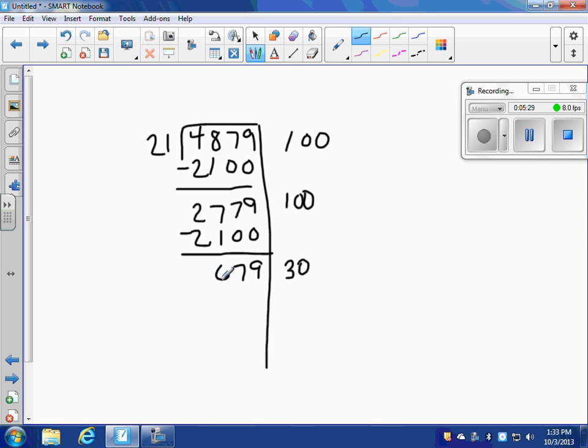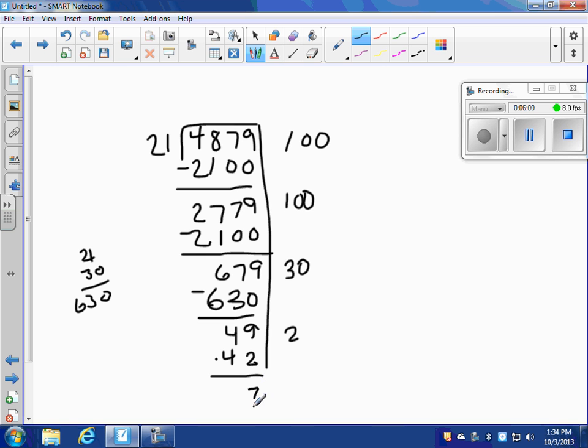So 21 times 30, and you could work this out off to the side. You could just take 21 times 30, and you would get 630, so I'm going to take this chunk away. That's going to leave me with 49. So 21 would go into 49 2 more times, because I know 21 times 2 is 42. So I'm going to subtract that, and then I get 7. Now, I can't take away any more chunks of 21, so I know that 7 is going to be my remainder, and now all I have to do is add these.